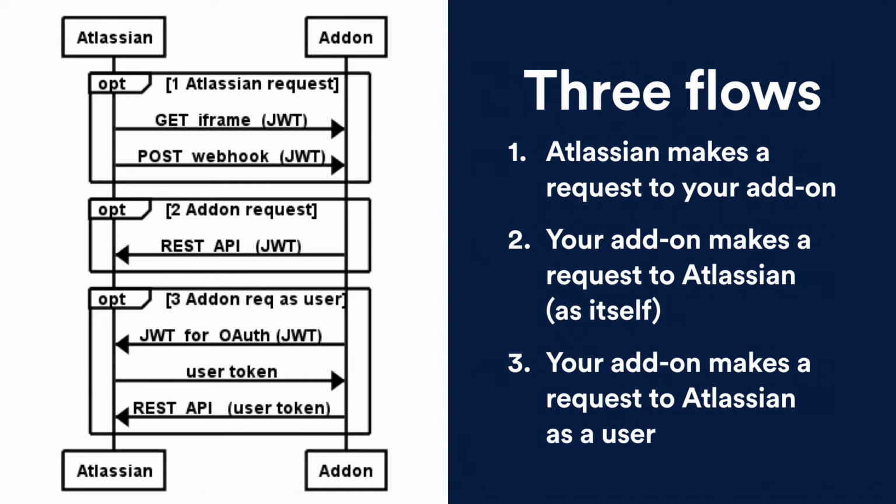All right, so there are 3 flows where JWT comes in handy, where it's going to be used. One is when Atlassian makes a request to your add-on. The next one is when your add-on makes a request to Atlassian, and by default, it's making a request as its own, basically as itself, as if your add-on were a user. And in the third case, your add-on makes a request to Atlassian as a user. That's known as user impersonation and uses an OAuth 2 based flow.